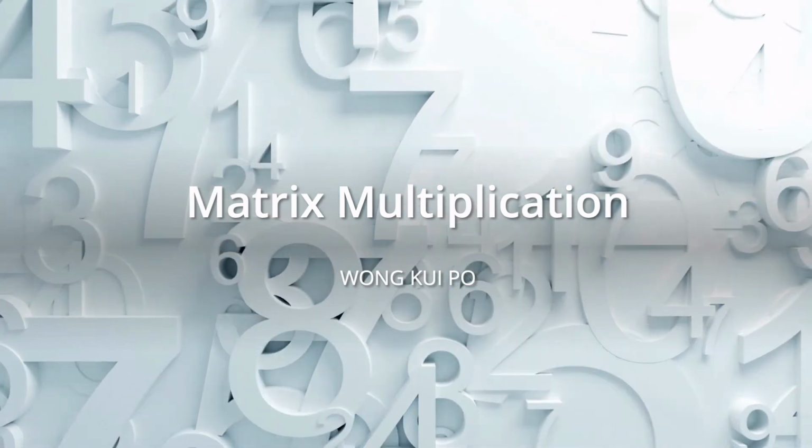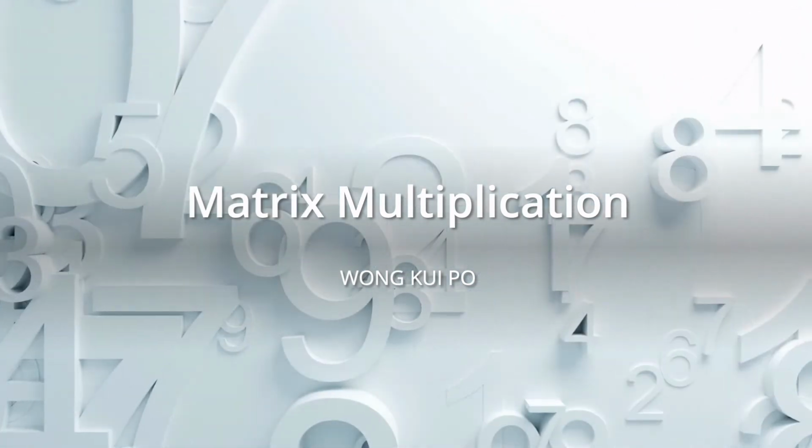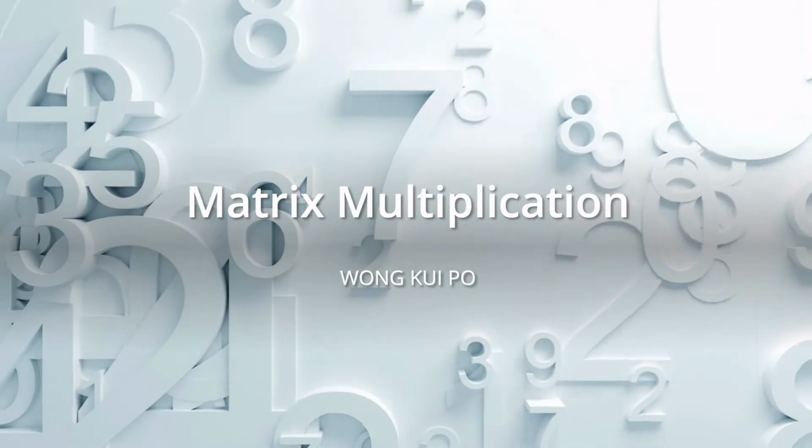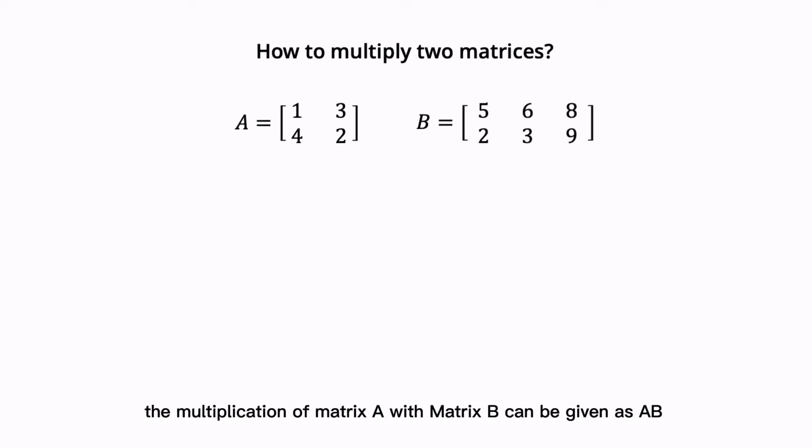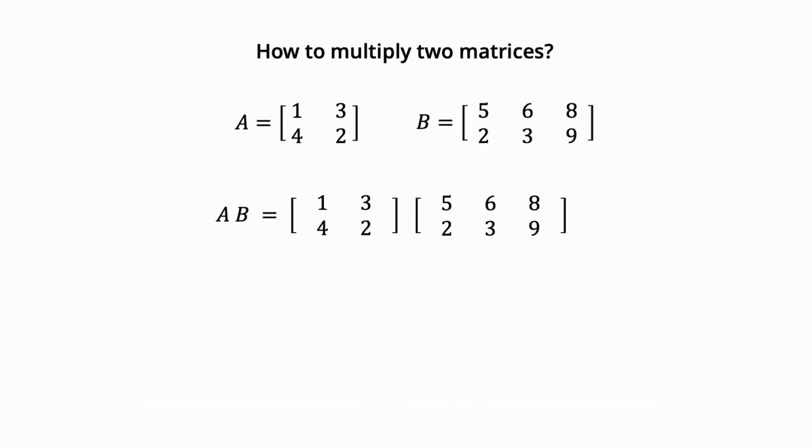Good day. In this video, we are going to learn what a matrix multiplication is and how to multiply two matrices. Suppose we have matrix A and matrix B. The multiplication of matrix A with matrix B can be given as AB.